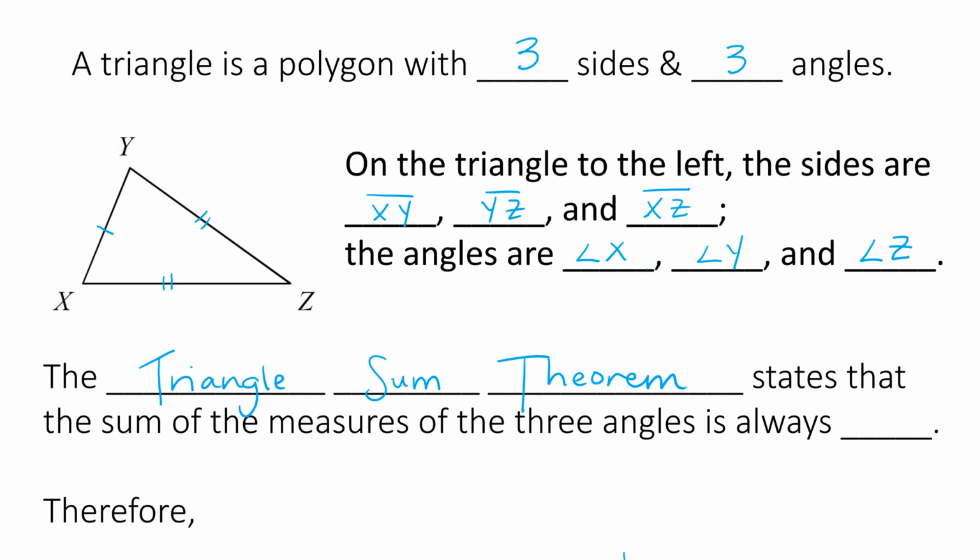So the Triangle Sum Theorem states that the sum of the measures of the 3 angles is always 180 degrees. And therefore, the measure of angle X plus the measure of angle Y plus the measure of angle Z equals 180 degrees. Now I'm going to switch over to my document camera for a second so I can show you, prove to you that this is always true.